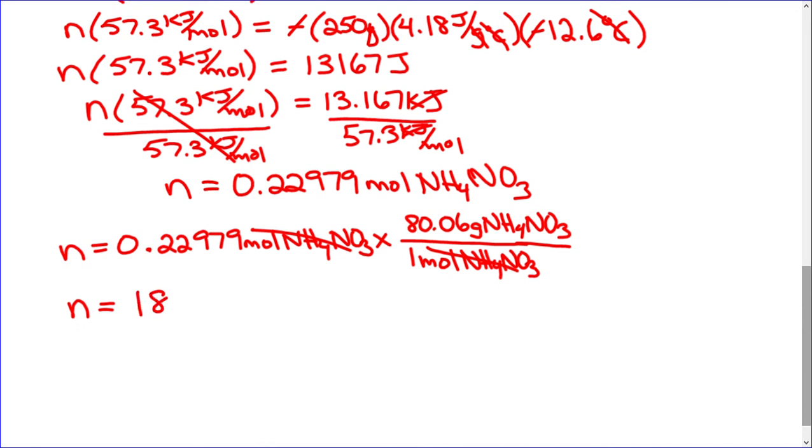So moles of NH4NO3 cancel out, and I can see when I multiply this that I get 18.3969874 if I kept track of all of my digits, grams of NH4NO3. So now the last step would just be, let's figure out how many significant digits we have.